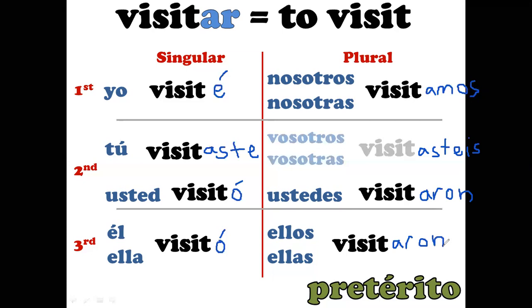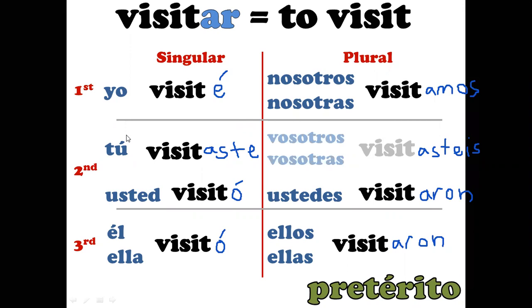All right, so here we have the regular AR endings. Visité, visitaste, visitó, visitamos, visitaron. So if I wanted to say, for example, I visited my friend, I would say yo visité. All right, y'all visited. Ustedes visitaron. How about she visited? How would you say that?